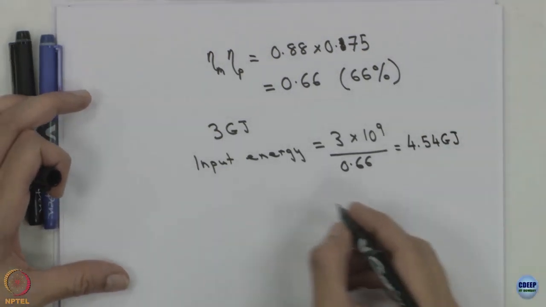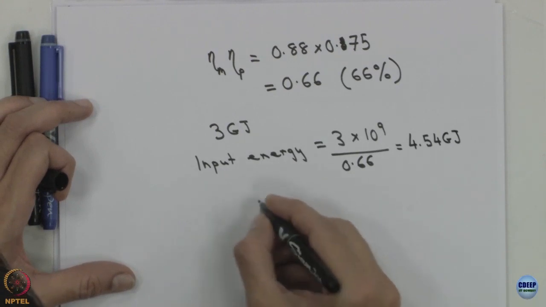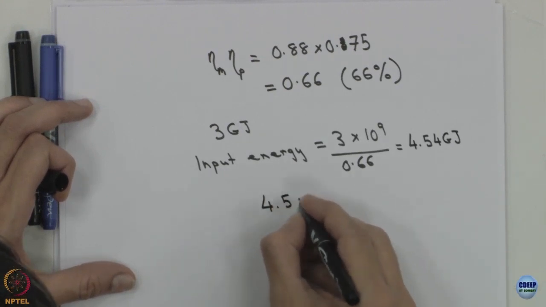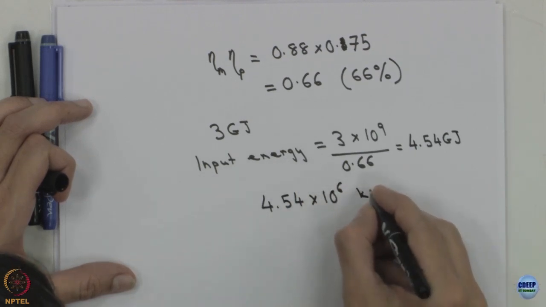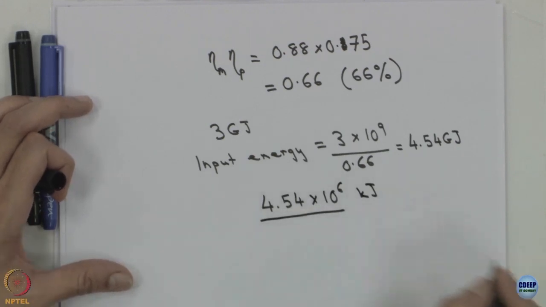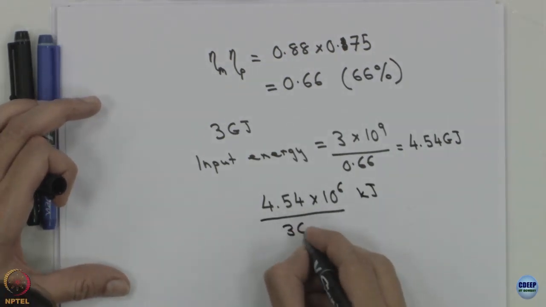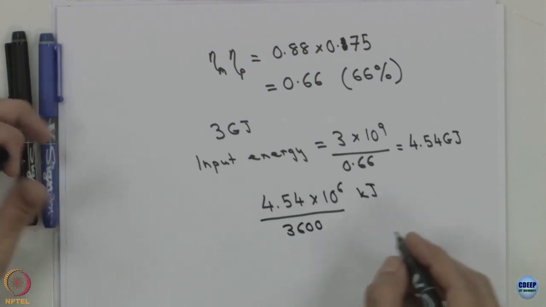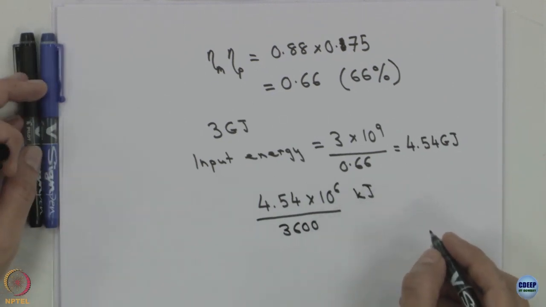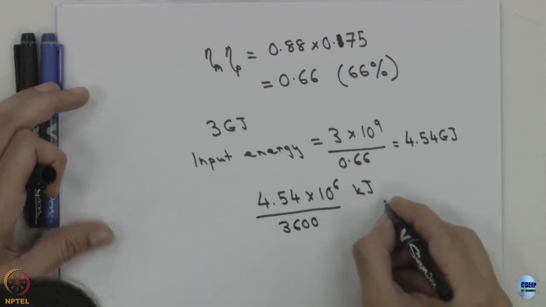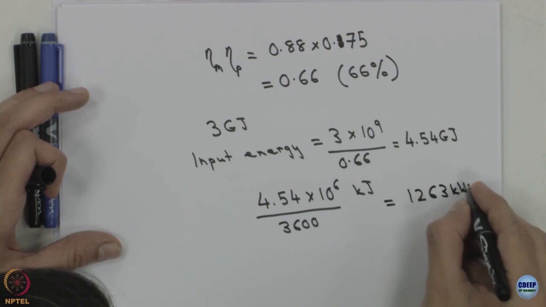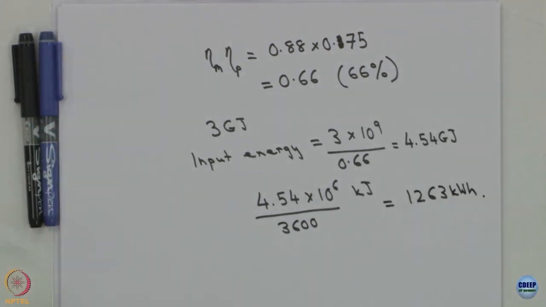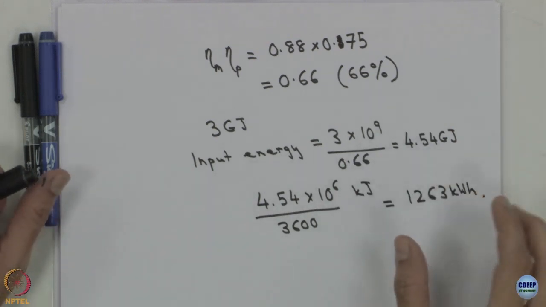Now, if we want to convert this into the amount of electricity, you will find that this is 4.54 into 10 raised to 6 kilojoules. 1 kilowatt hour is 3600 kilojoules. So, if you do this, you will find that this comes out to be something like 1263 kilowatt hour. Okay, so we found how much is the energy which is being used at the site.